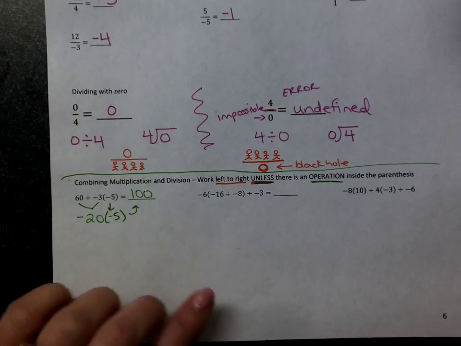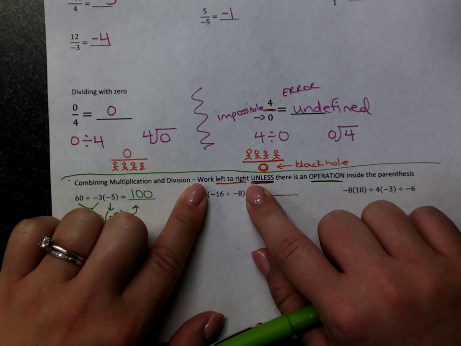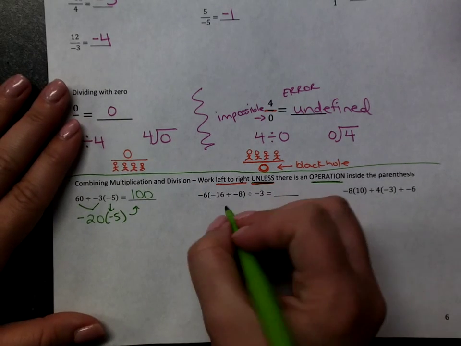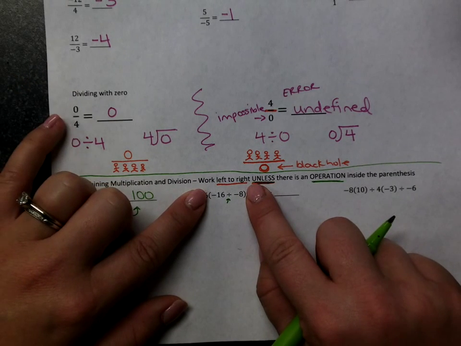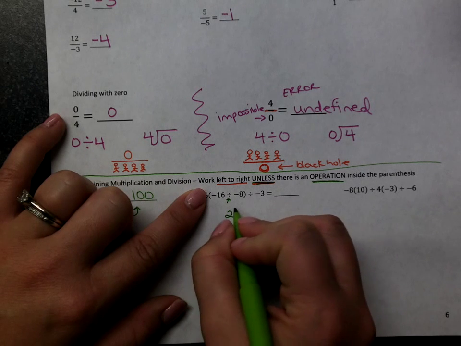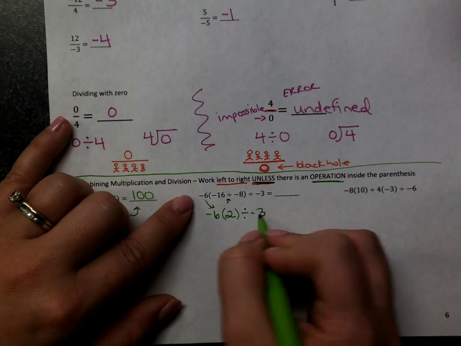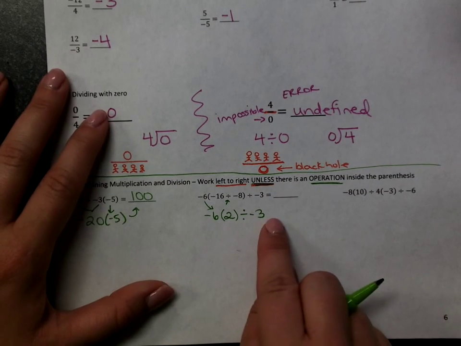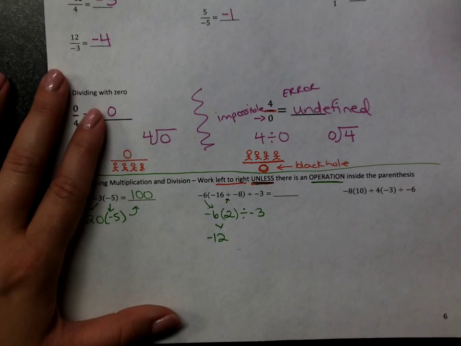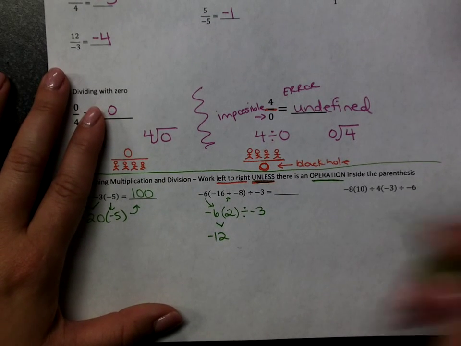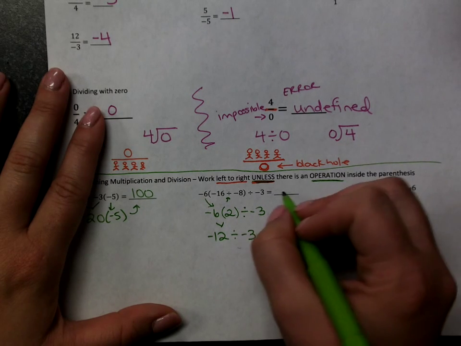Let's look at the next one. Find the parentheses. Cover everything else up. Is there an operation inside those parentheses? Yes, there is. There's a division symbol inside the parentheses. So we're going to do negative 16 divided by negative 8, which is positive 2. Then we'll bring down the negative 6 divided by negative 3. Now we're going to work left to right. So negative 6 times 2 is negative 12. And then divided by negative 3 is positive 4.